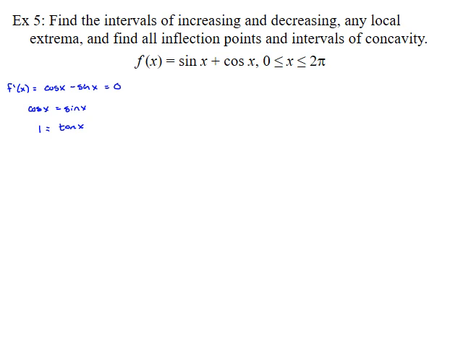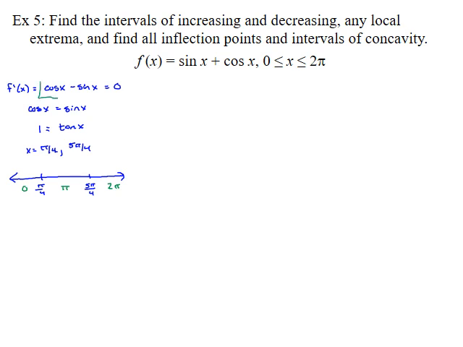So where is tangent 1? Well, there's two spots. Tangent is 1 in quadrant 1 at pi over 4 and in quadrant 3 at 5 pi over 4. So those are your two critical numbers in this interval. Those critical numbers are going to help us divide up the intervals of increasing and decreasing and also allow us to find local maxes and mins. So I'm going to plot both of those numbers on a number line. I'm going to pick out some test values: 0, pi, and 2 pi, trying to make my life easy for evaluation purposes.